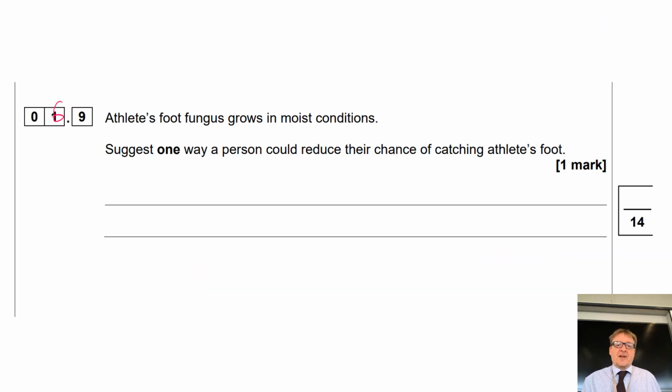1.9. Athlete's foot fungus grows in moist conditions. Lovely. Suggest one way a person could reduce their chance of catching athlete's foot. Okay, so think about where you're going to catch it. You're probably going to catch it somewhere like a swimming pool. So what you need to do is dry your feet properly.